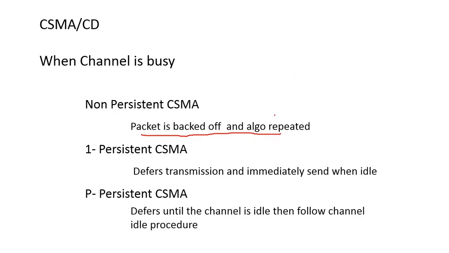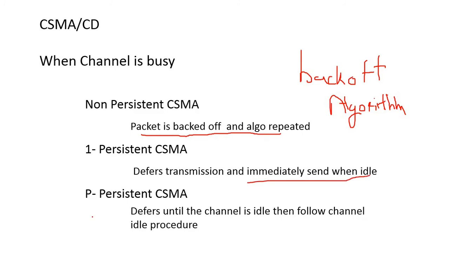For non-persistent, the packet is backed off and the algorithm is repeated. There is one algorithm known as the back-off algorithm, which is used in this protocol. With the help of the back-off algorithm, CSMA-CD works in terms of one persistent: it defers the transmission and immediately sends when it finds the channel idle. Same in terms of p persistent, it defers until the channel is idle, then follows the channel idle procedure.